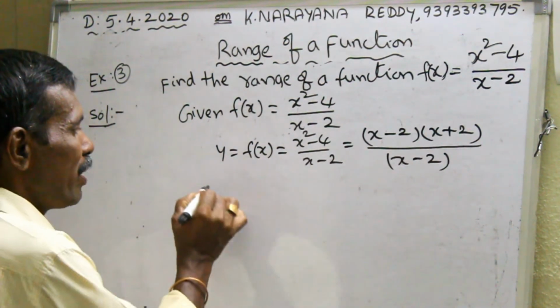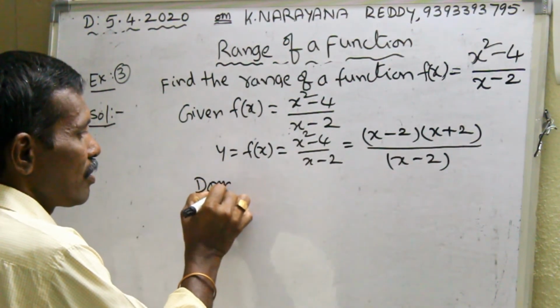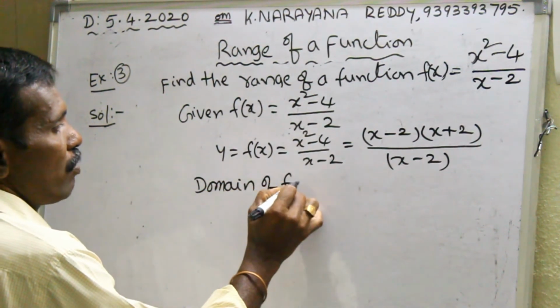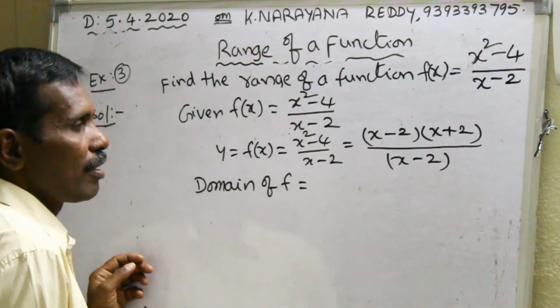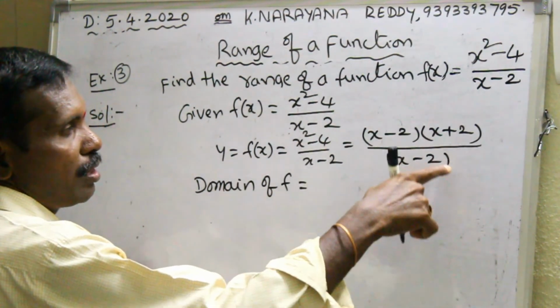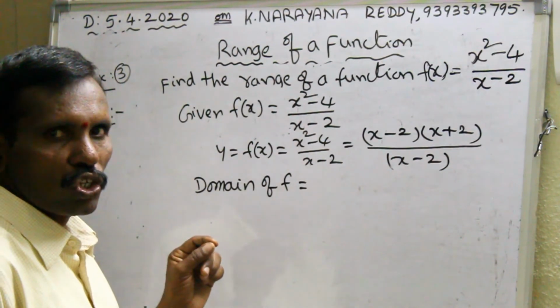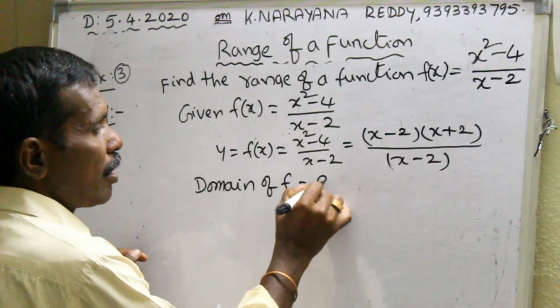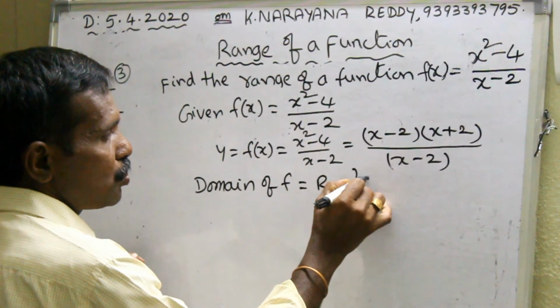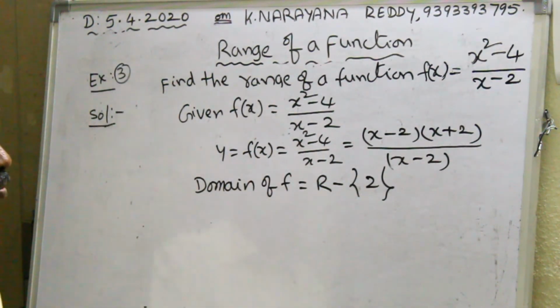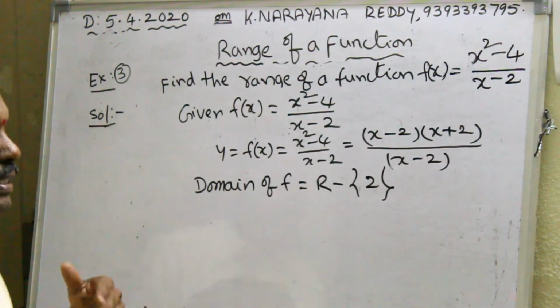Simple. Domain. What is the domain? Domain of f: you can substitute 2 in the place of x, 2 minus 2 is 0, and the denominator cannot be 0, so the domain is real numbers minus 2. This is the domain. What is the range?